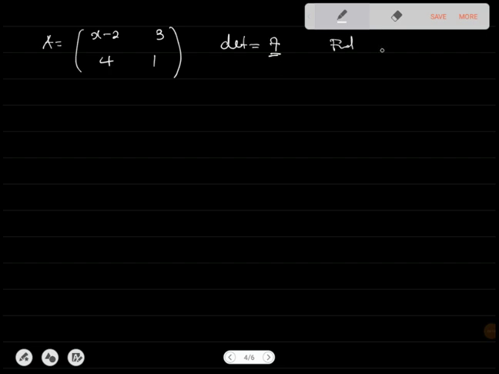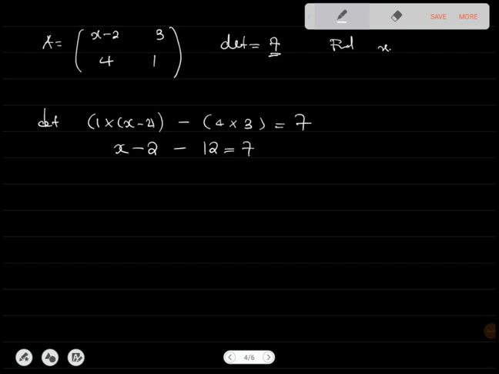Find x. We are doing the same thing. Determinant will be equal to 1 times (x minus 2), but let's put these in small brackets like that, minus 4 times 3. This will be equal to 7. So 1 times x is x. 1 times negative 2 is negative 2. Minus 4 times 3 is 12, equal to 7.